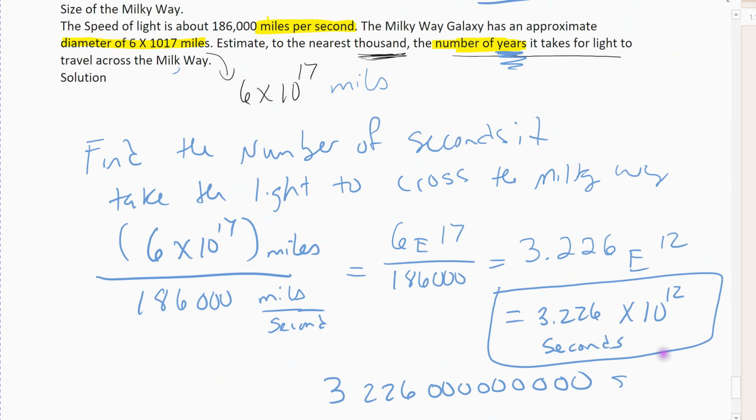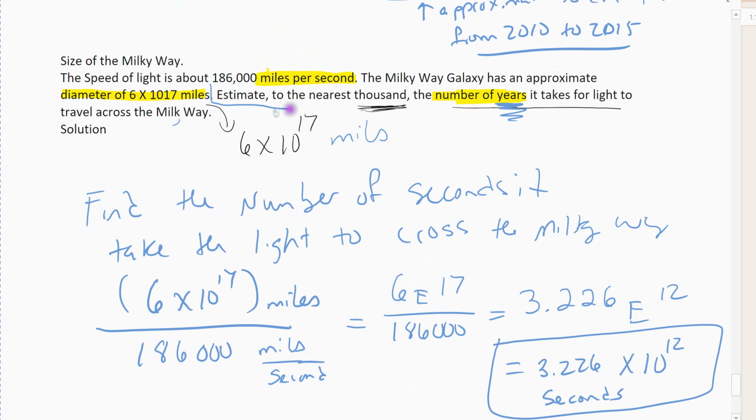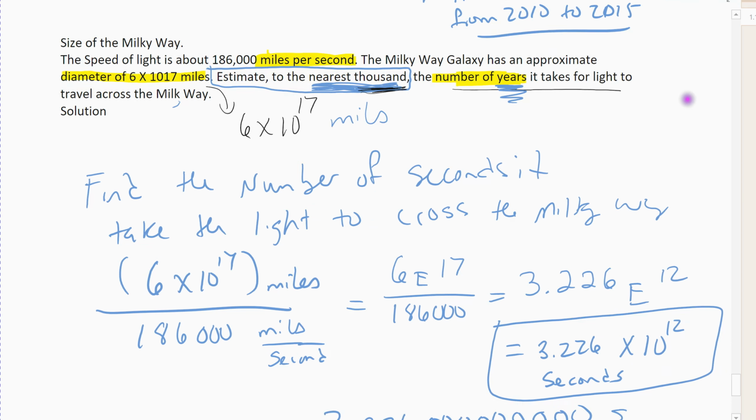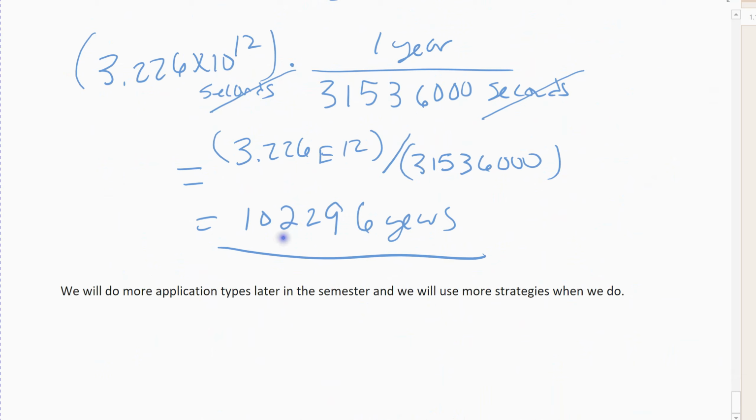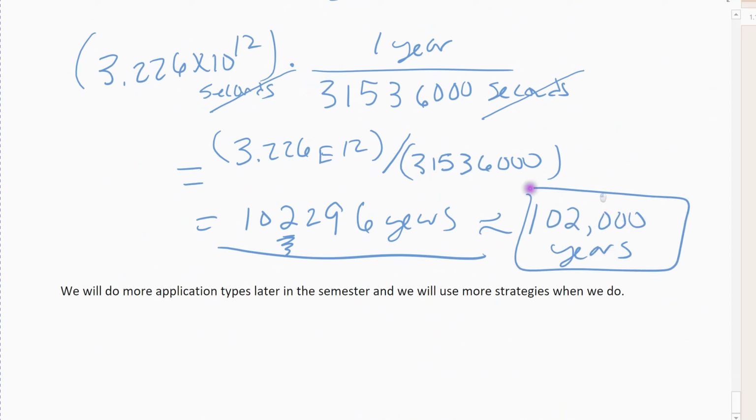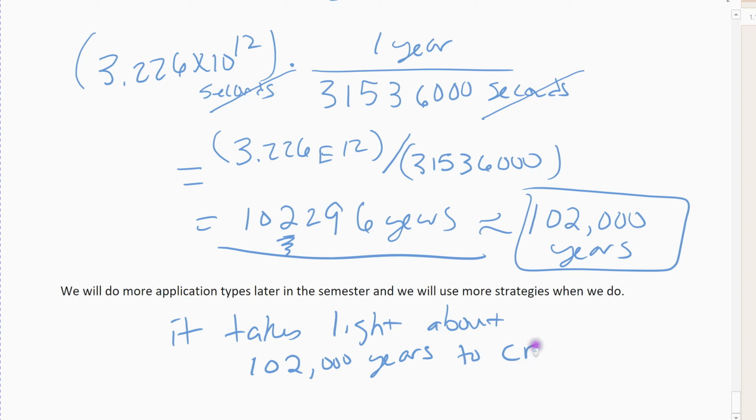If you go back and remember, it wanted me to estimate, because there's a lot of rounding that I did and a lot of estimates. So it's a ballpark figure, and since it's a ballpark figure, it's going to have me round to the thousands, so that would be this place. If I round to the thousands, it's 102,000 years. So it takes light about, because I did round and it's an estimate, so I use the word about, 102,000 years to cross the Milky Way.